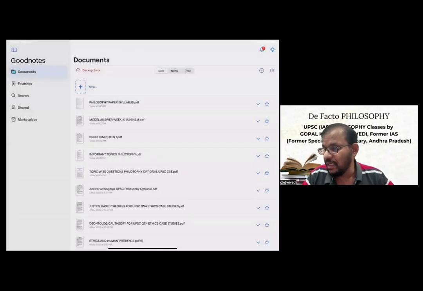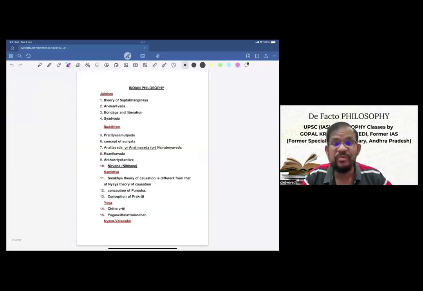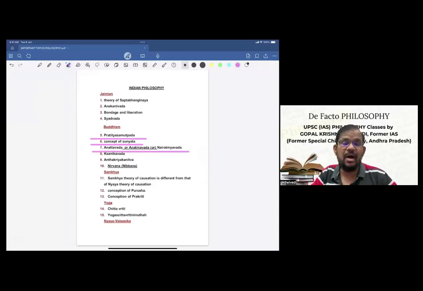Now, after going through them, let us see what the important topics in Buddhism are which we should focus on. I have identified 6 topics in Buddhism. First is Pratityasamutpad, obviously, because it has been asked 7 times, as we have seen already. Then the concept of Sunyata. Then Anattavad or Nairatmavad or Anatmavad. All 3 mean the same. So this is also again very important. Then Kshanikvad. This is again important.